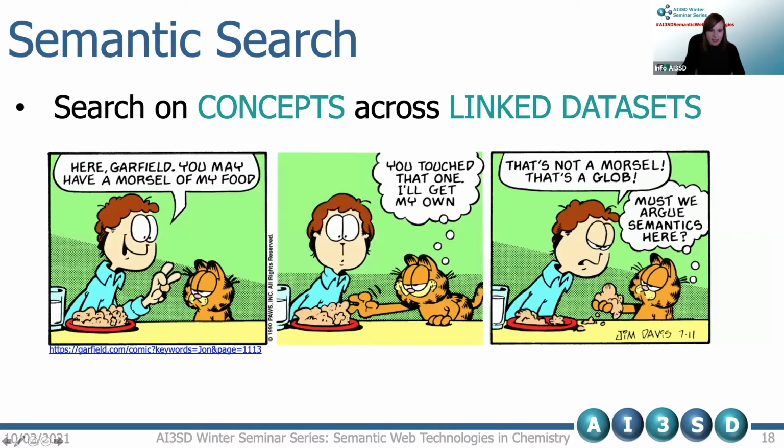Next is semantic search. As noted earlier, we can search on concepts rather than text, and then we can search through all the data sets that we have linked together. SPARQL can be used to make much more complex queries over these combined data sets to pull out new, previously unexplored connections.